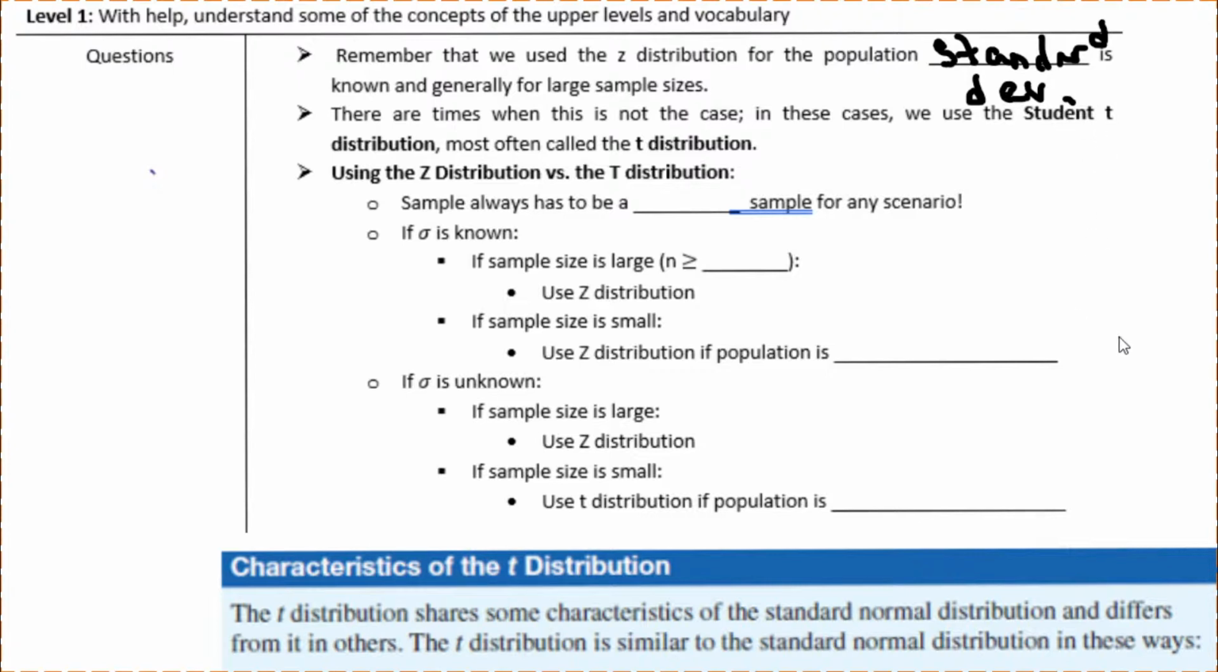So when do you use one versus the other? These are summarizing the characteristics that you need. Regardless of which one you choose, the sample always has to be a random sample, so it has to be selected randomly. If sigma is known and the sample size is large, meaning greater than or equal to 30, then go ahead and use the z-distribution. If the sample size is small, you can still use the z-distribution if the population is normally distributed.